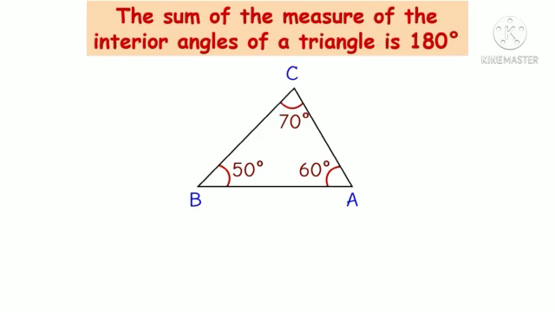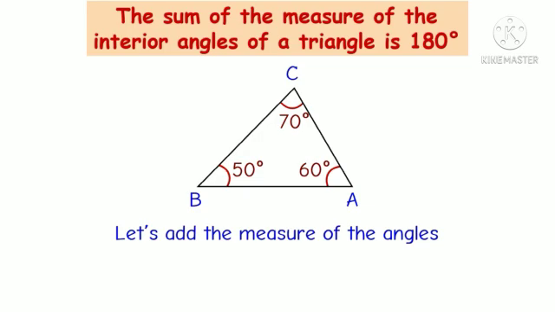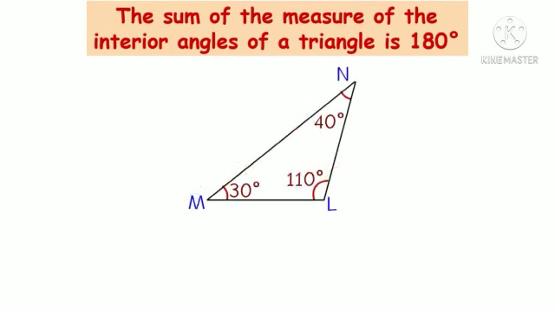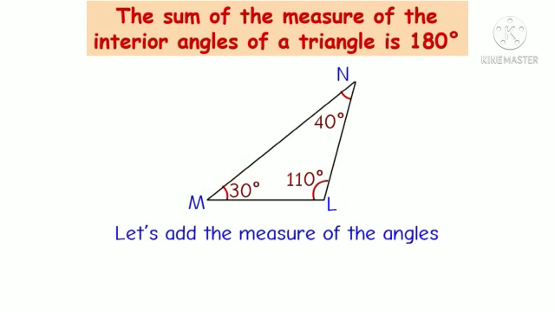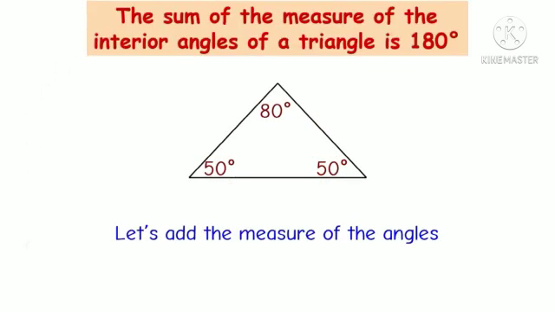Let us add the measure of the angles: 50 degrees plus 60 degrees plus 70 degrees, which is equal to 180 degrees. The sum of the measure of the interior angles of a triangle is 180 degrees. Let us add the measure of the angles 40 degrees plus 30 degrees plus 110 degrees, which is equal to 180 degrees. Let us add the measure of the angles 50 degrees plus 50 degrees plus 80 degrees, which is equal to 180 degrees.